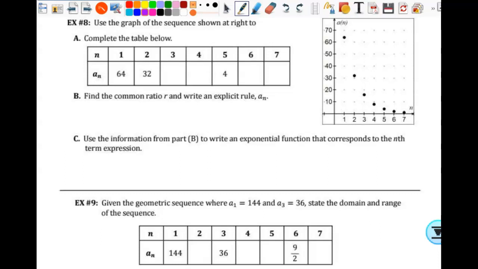So this says A of n, this really should be a G. Okay, so anywhere there's an A, it really should be a G because it's geometric. So we'll kind of fix those as we go through.